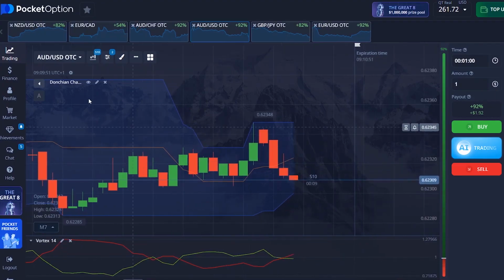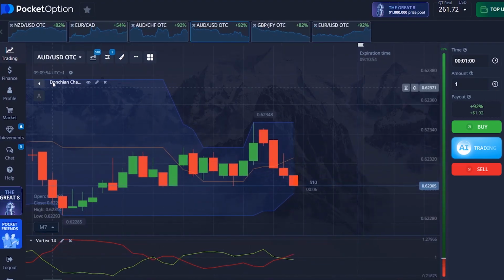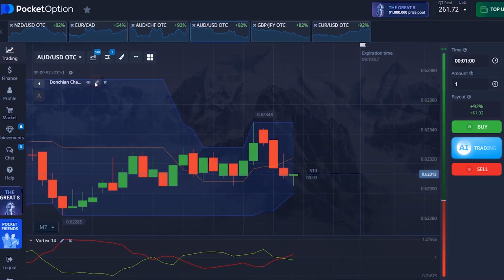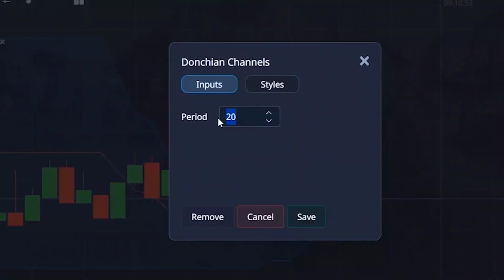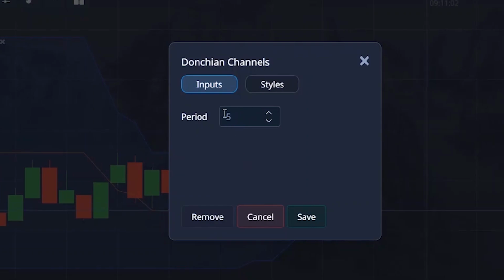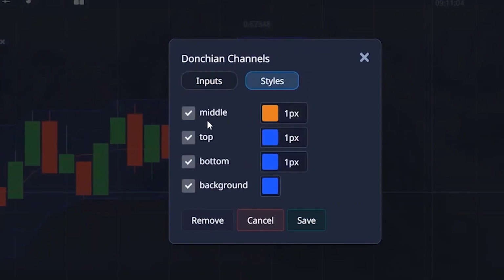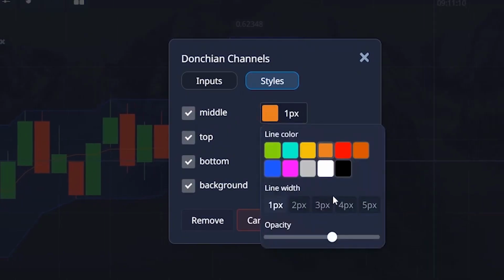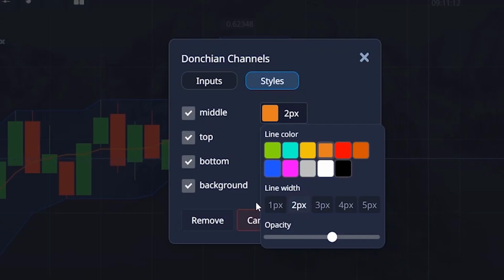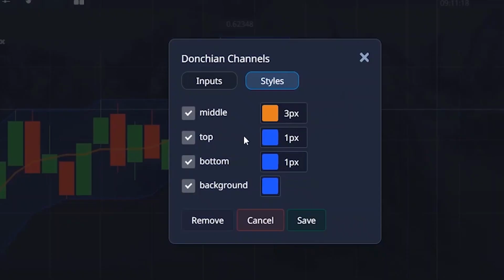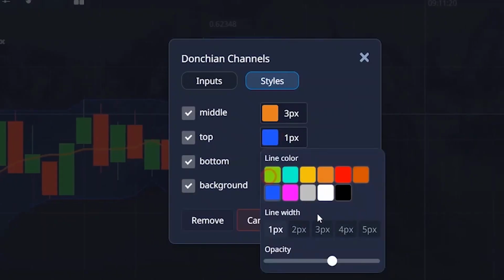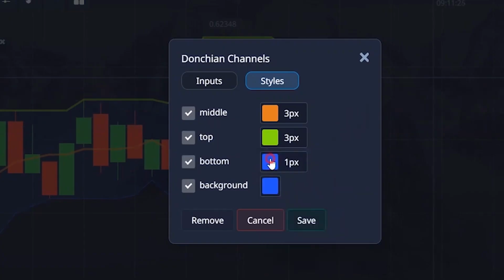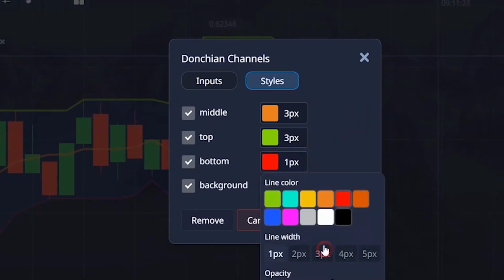So the next thing we need to do is to set our indicators. On our Donchian indicator, we're going to come to the settings. Here, we're going to set it as 5. On the style level, the middle line is going to maintain the same color. Let's use 2 pixels so it can be more visible, or we can actually use 3 pixels as well. Then on the top, we're going to be using the green color, on 3 pixels again. On the bottom, we're going to be using the red color, 3 pixels as well.